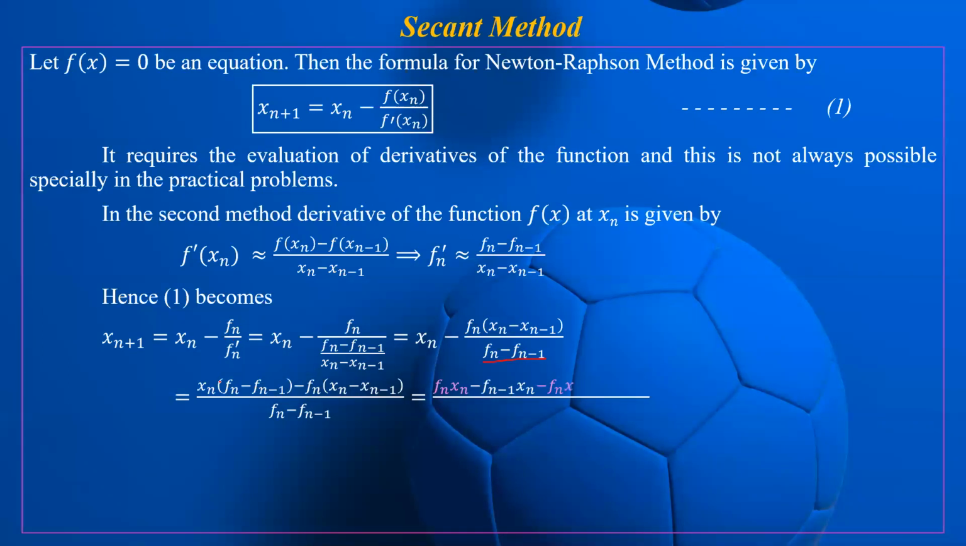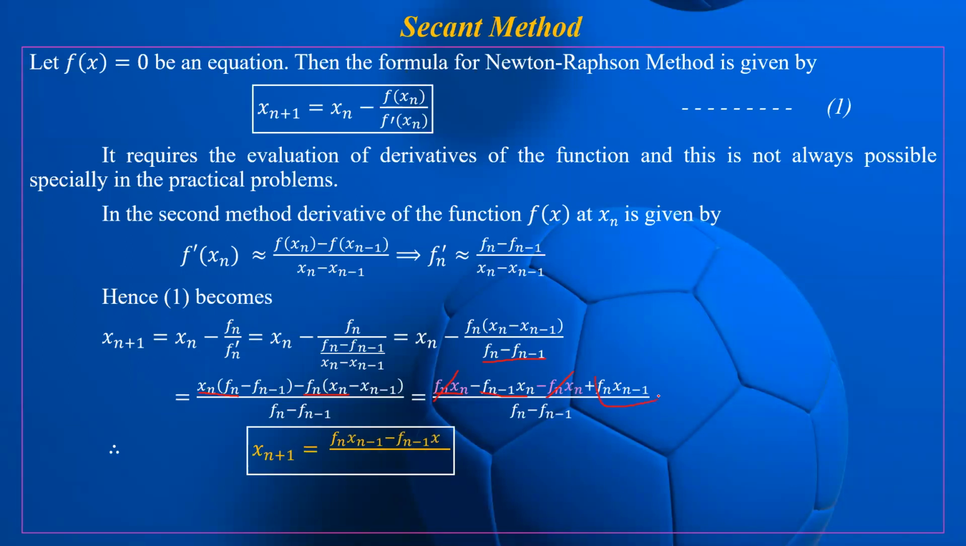If we open the bracket, the first term is f n x n, the second term is x n f n minus 1, the third term is minus f n x n, and the fourth term is plus f n x n minus 1. So one term is negative and the other is positive, and these two terms cancel. So what we have is x n plus 1 is equal to x n minus 1 f n minus x n f n minus 1, whole divided by f n minus f n minus 1.